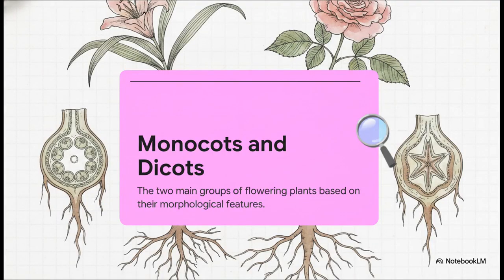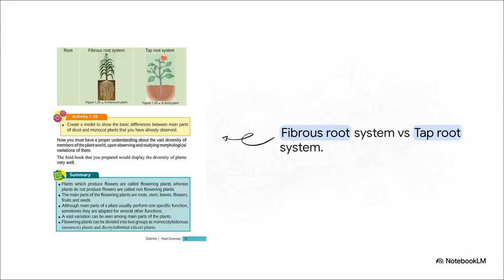Let's see how this builds into an even more specific classification. Flowering plants split into two epic categories based on their physical or morphological features. We call these monocotyledonous plants, or monocots for short, and dicotyledonous plants, affectionately known as dicots. Being able to tell a monocot and a dicot is like a guaranteed question on your test, and the absolute easiest way to tell them apart? Just look straight down at their hidden system, the roots. This brilliantly illustrates the key difference.